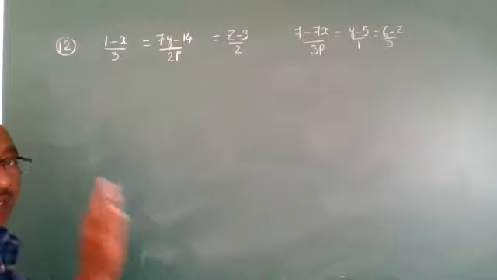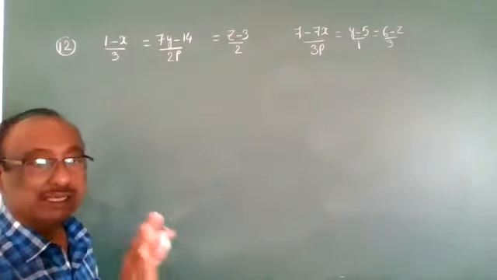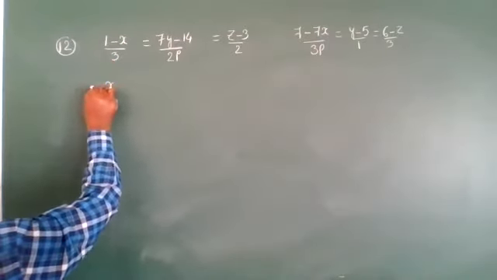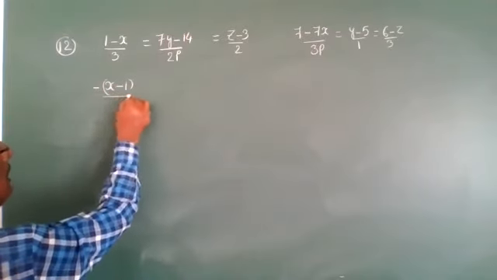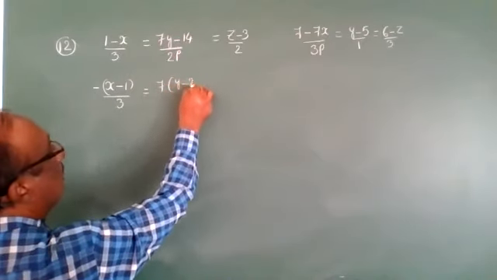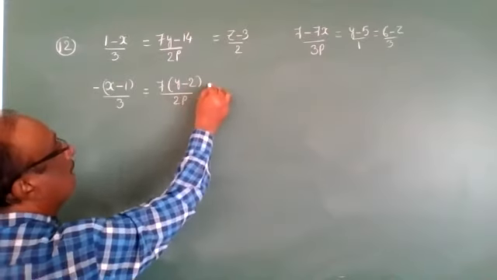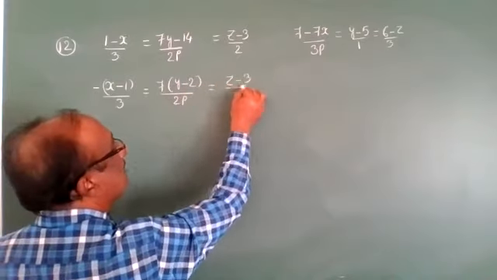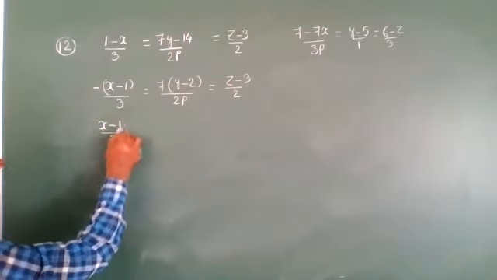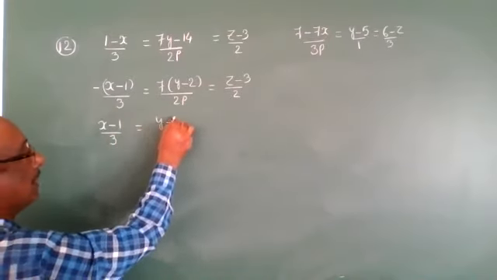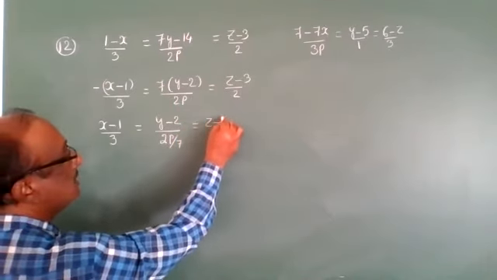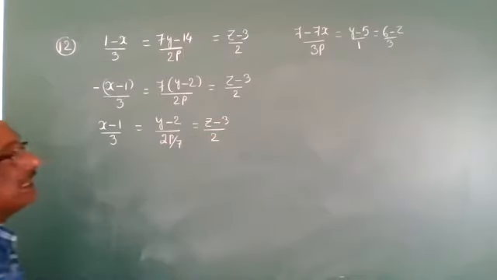First, make the given equation into the correct form, x minus x1. For that, take minus common: minus of (x minus 1) by 3. Here take 7 common: (y minus 2) by 2p by 7, and (z minus 3) by 2. The minus goes to the denominator, and the 7 goes to the denominator. So we get (x minus 1) by 3, (y minus 2) by 2p by 7, and (z minus 3) by 2. Now it is in the correct form.